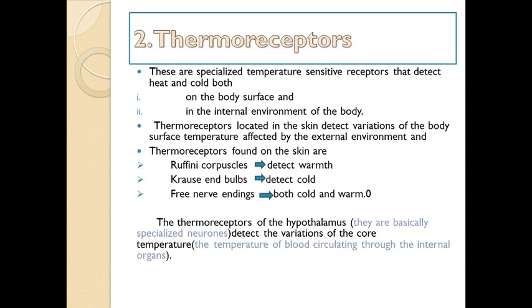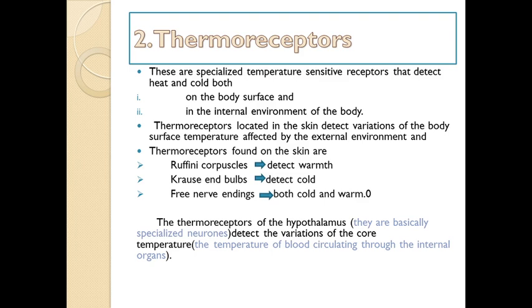The second type of receptors is thermoreceptors. These are specialized temperature sensitive receptors that detect heat and cold both on the body surface and in the internal environment of the body. So there are receptors, actually thermoreceptors, that can detect the temperature variations inside the body as well as on the surface of the body affected by the external environment.